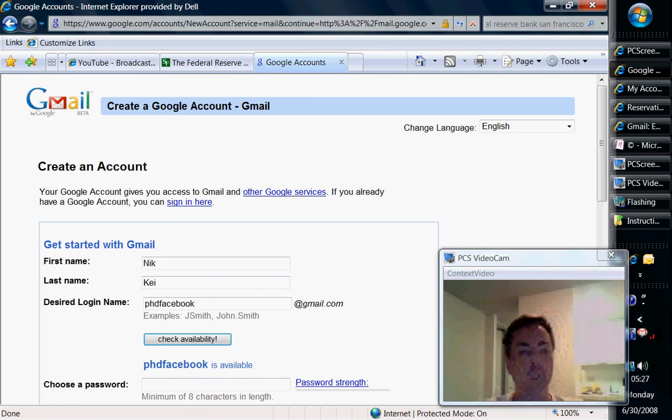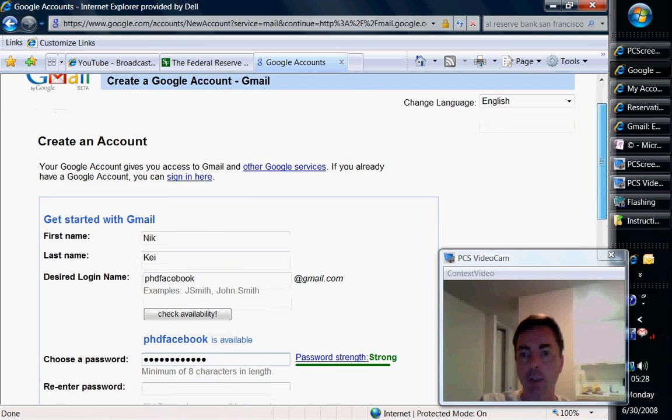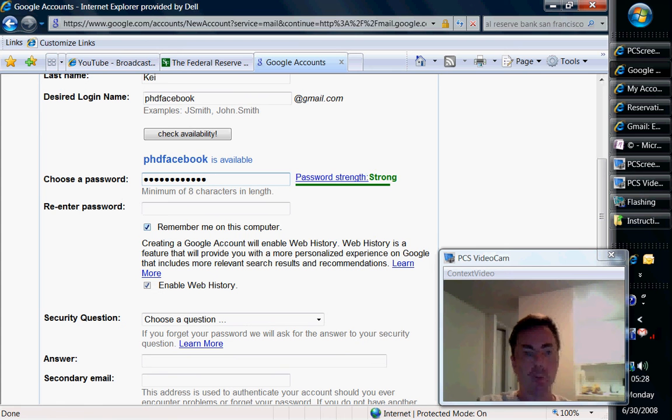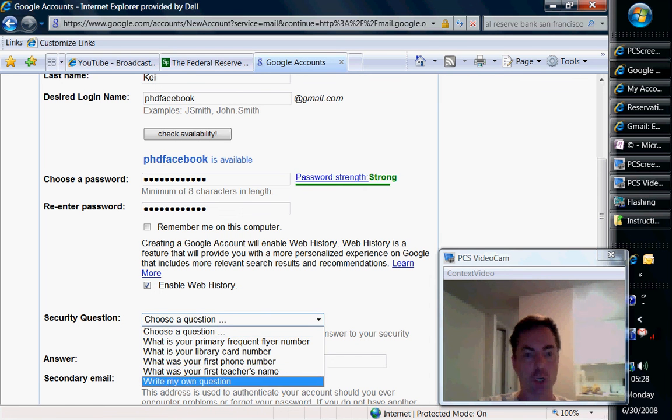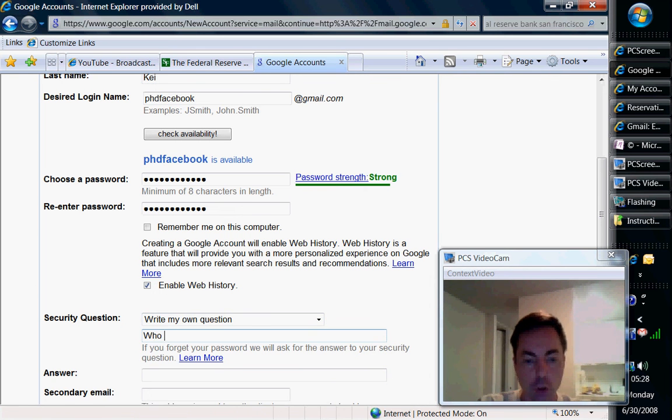So, choose a password. Someone could very easily hack all of this, but it's easy to remember. Remember me on this computer? No, because it's going to interfere with my other accounts. Okay, enable web history, yes. Security question. What is your frequent flyer number? What was your first teacher's name? Write my own question. Okay, I'll write my own question. Who is the best summer program? Program at Stanford.